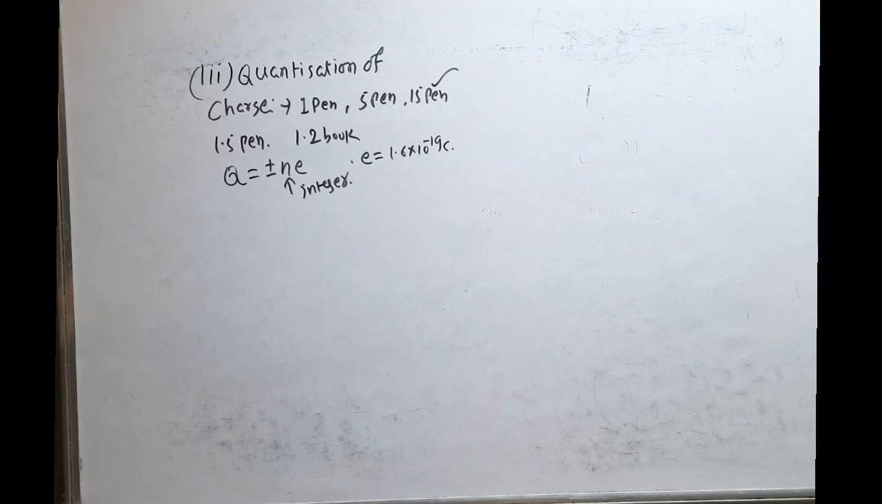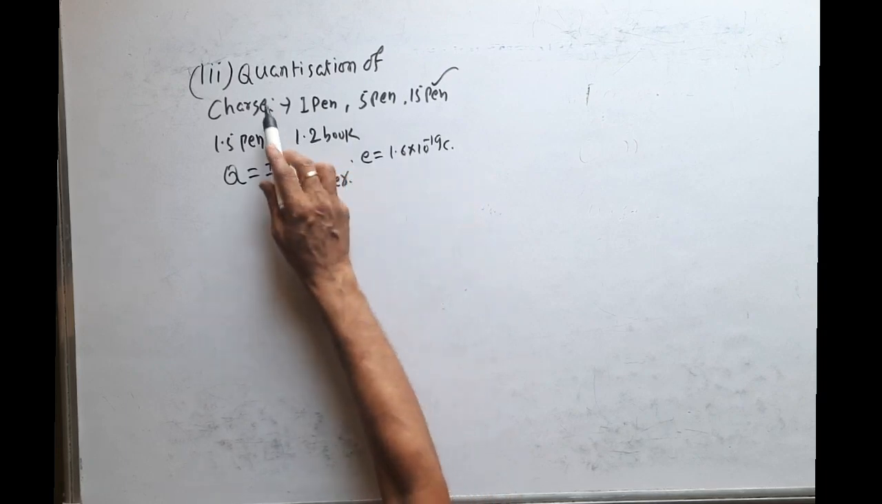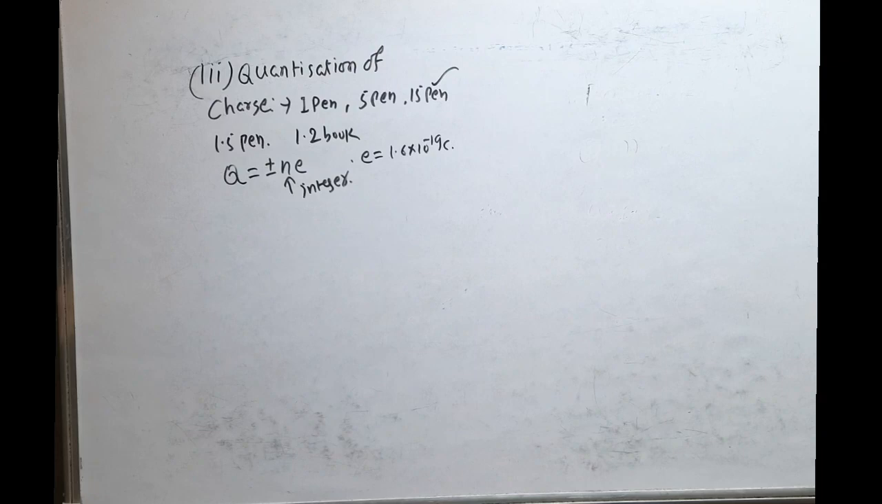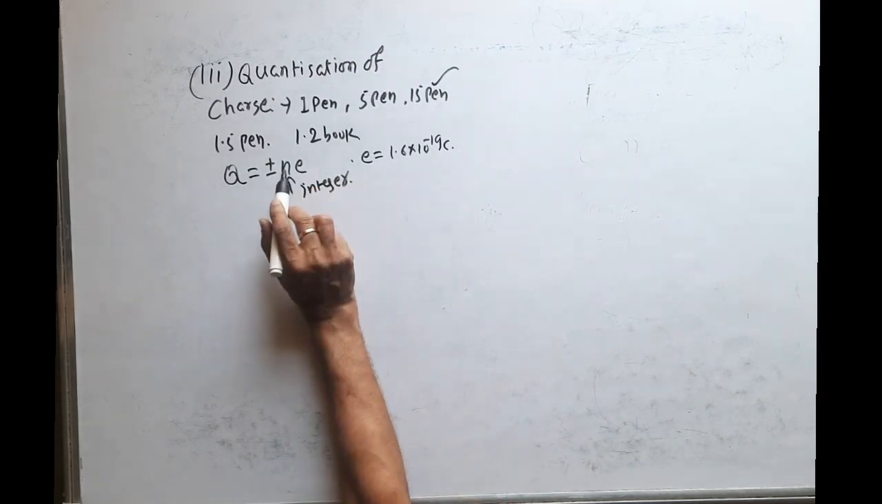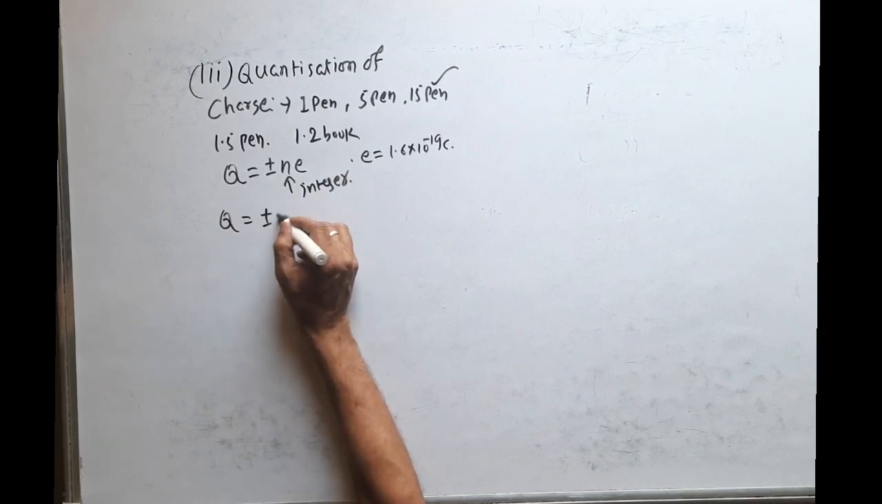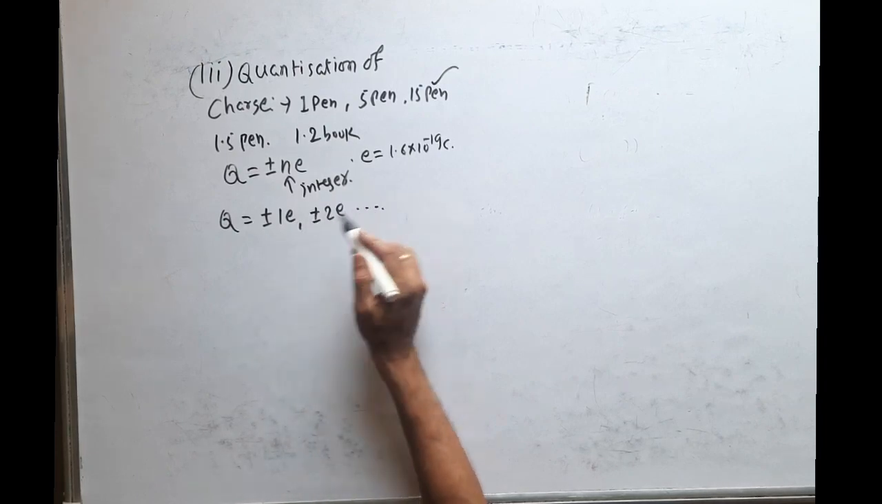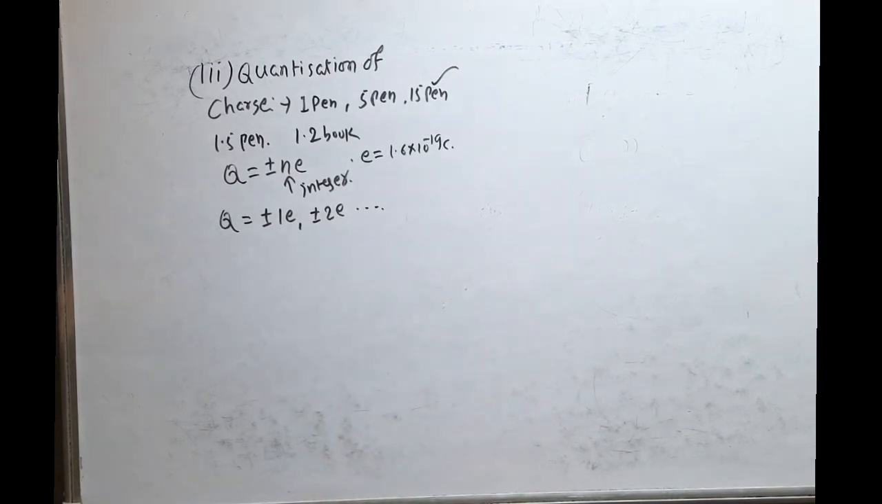So the charge of any body is either 1 times this, 2 times this, 3 times this, 100 times this. That property is called quantization of charge. Charge is always expressed in integral multiples of the fundamental charge. That means the charge of any body can be plus or minus 1e, plus or minus 2e, like this. So this 1, 2, 3 are all integers. So that property is called quantization of charge. So let us discuss a test your understanding.